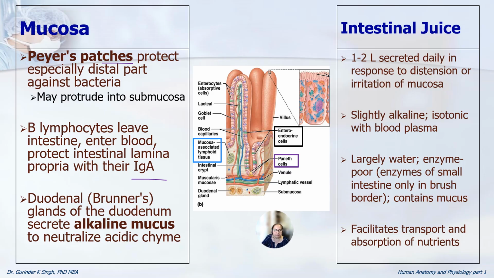We also have, in the duodenal region, a special kind of cells known as Brunner's glands, and they produce more alkaline mucus so that we can neutralize the acid chyme.